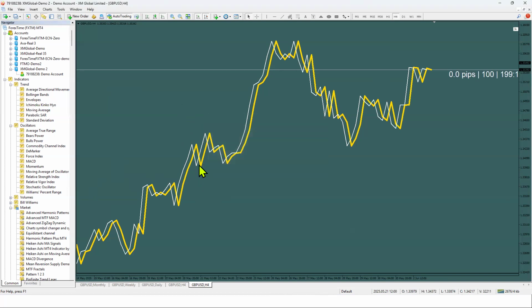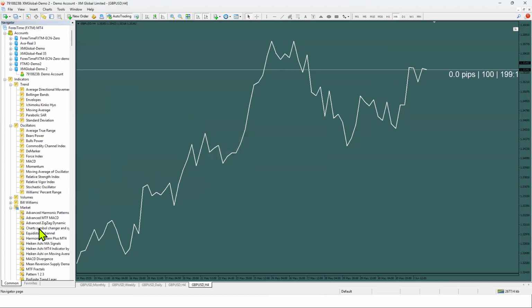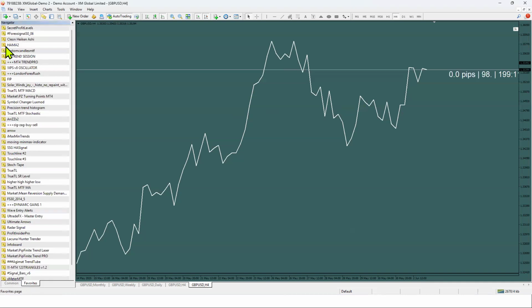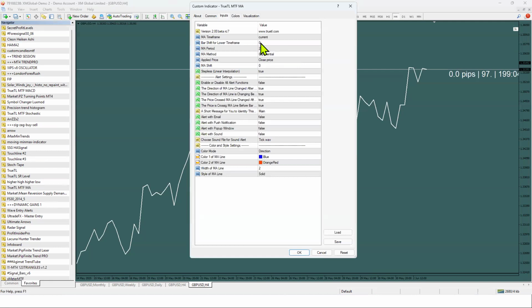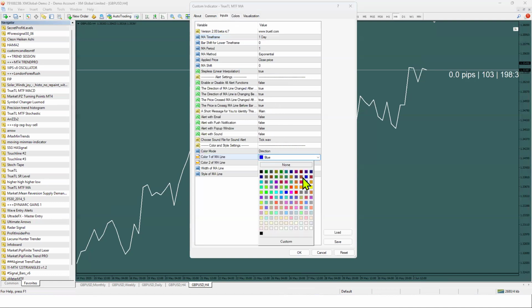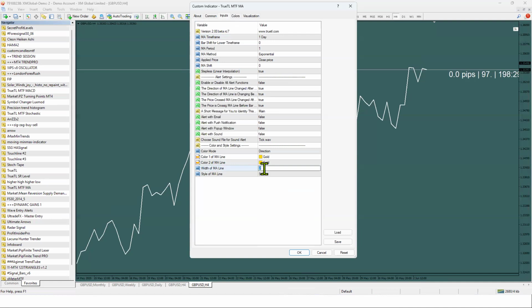Take away this moving average and apply it through TLMA, which is also a moving average, right? But now I have the option of choosing the time frame. So I say, okay, I want to see the price of 1 day on 4 hour. And I say moving average 1, exponential. Change this to gold.